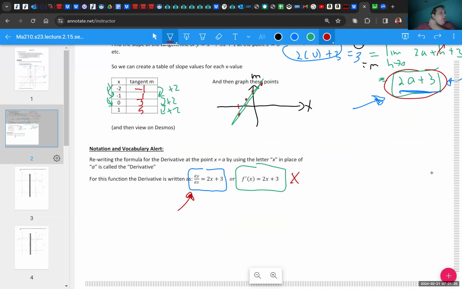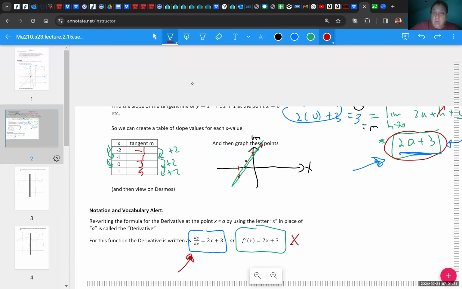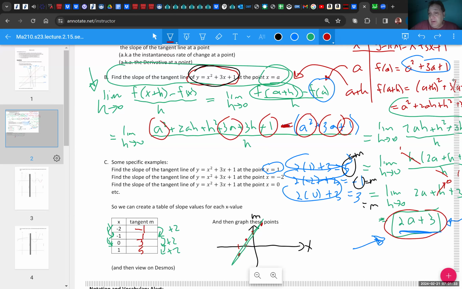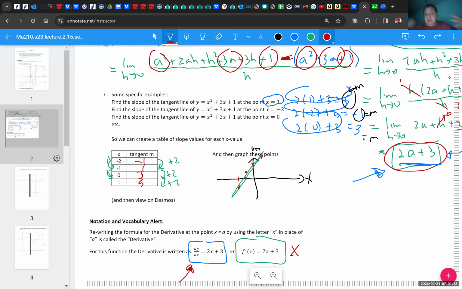Okay, so that was the idea of the derivative as a function. So anytime we have a function, whether it's x squared plus 3x plus 1 or any function, we can find the derivative function, which is the function that gives us any possible slope of a tangent line at any particular value of x that we plug into the formula. So there's a formula, you plug in a value of x, you get the slope of the tangent line at that point.